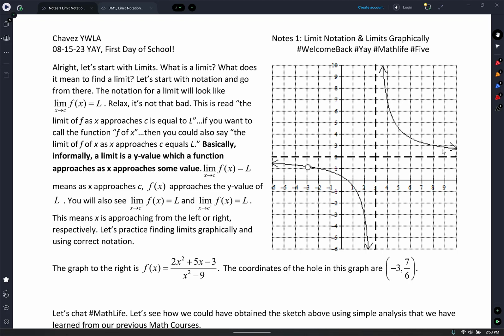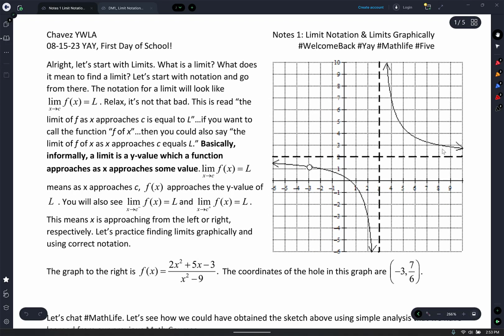If you want to call the function f of x, then you could also say the limit of f of x as x approaches c equals L. Basically, informally, a limit is a y value which f approaches as x approaches some value.